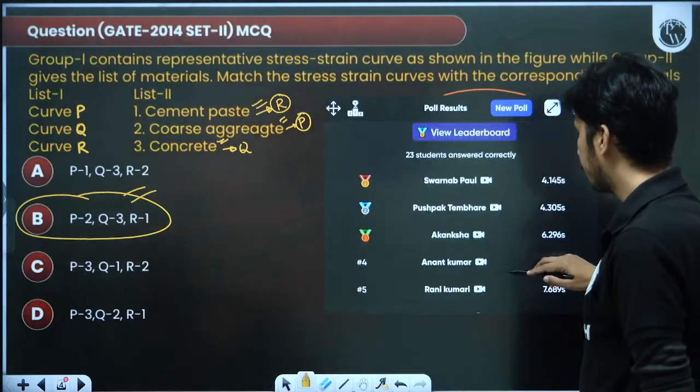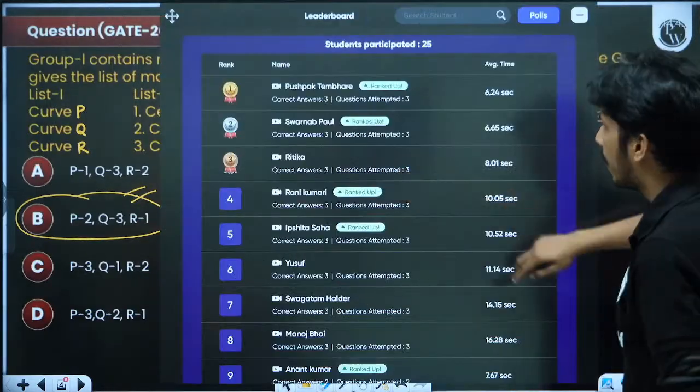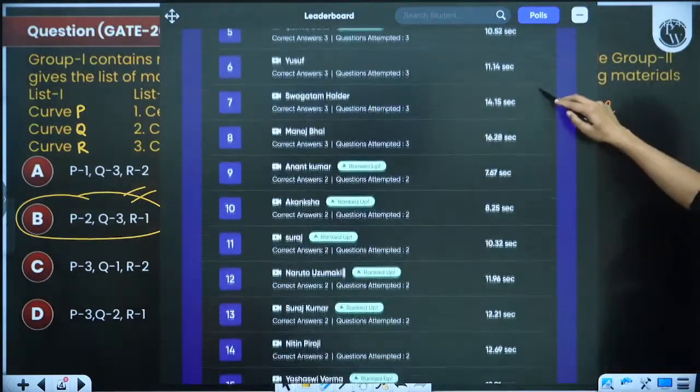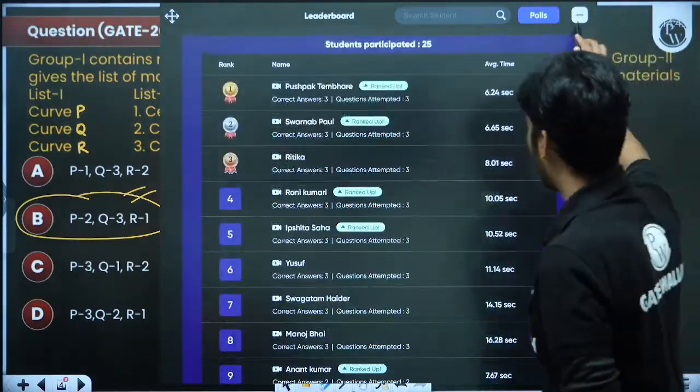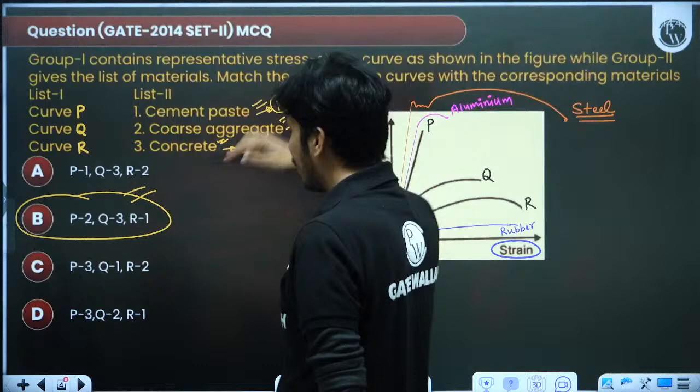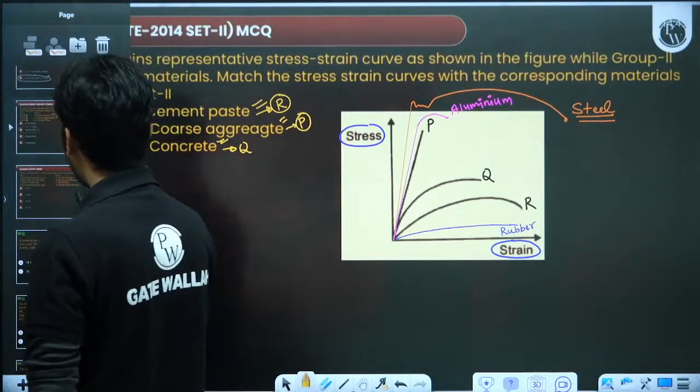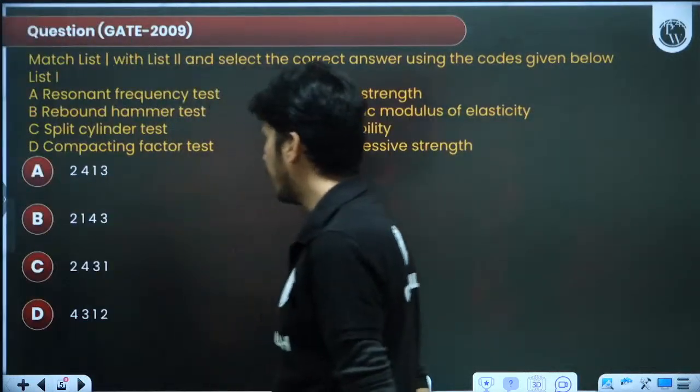These students have given the answer: Pushpak, Shwanab, Ritika, and I think now 25 students have given an answer. Very good. Okay, so these were the match list questions. One more question I think we should do from the match list.